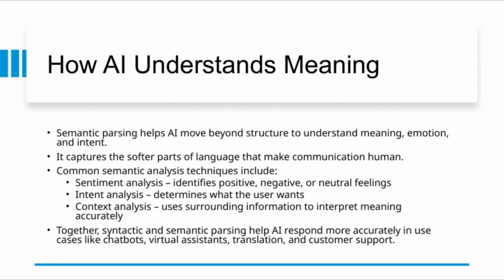Semantic parsing is what helps AI go beyond just the structure of language. It starts to grasp meaning, emotion, and intent. It picks up on the subtle, softer parts of how we communicate, the things that make language truly human. Some common techniques include sentiment analysis, which reads feelings as positive, negative, or neutral. Then there's intent analysis, figuring out what the user really wants. And context analysis, which looks at surrounding information to get the meaning just right. Together with syntactic parsing, these tools help AI respond more naturally in chatbots, virtual assistants, translation, and customer support.